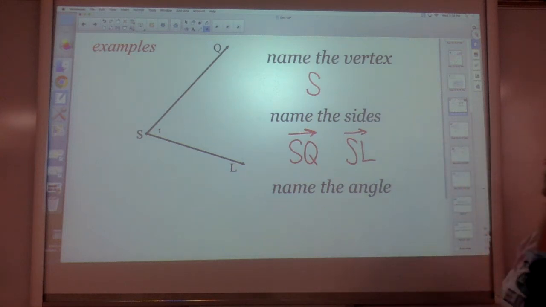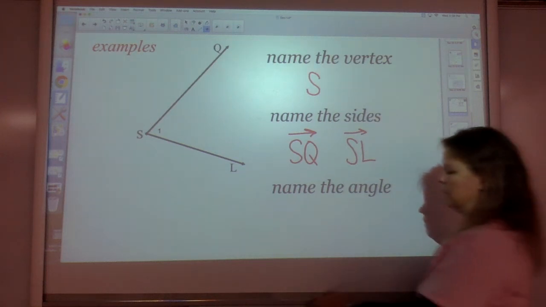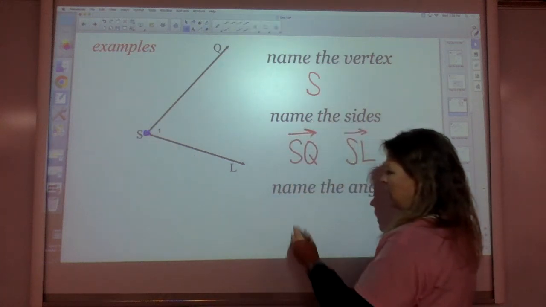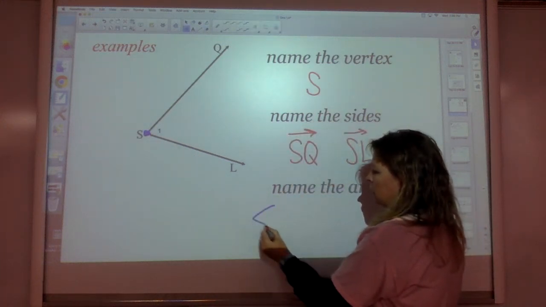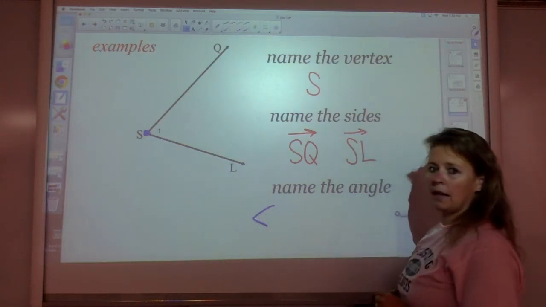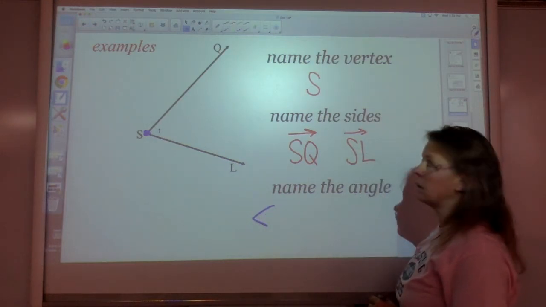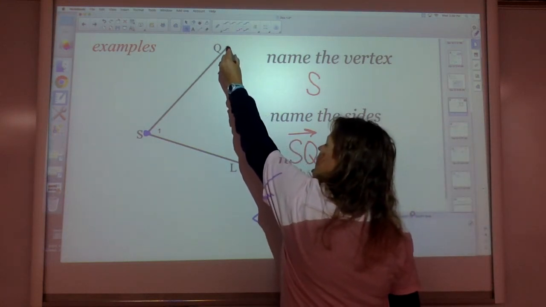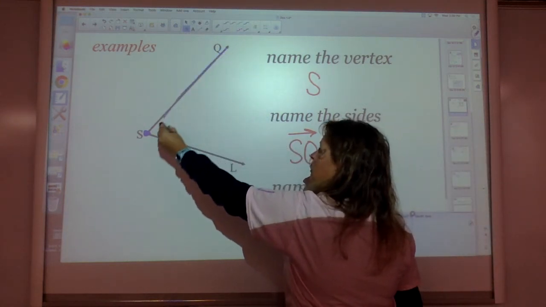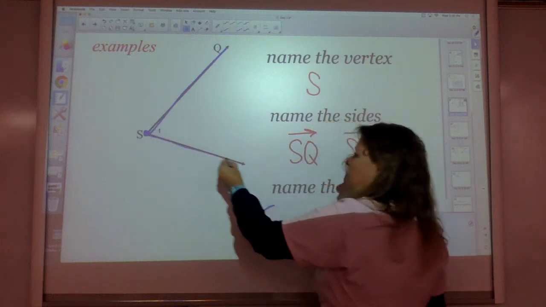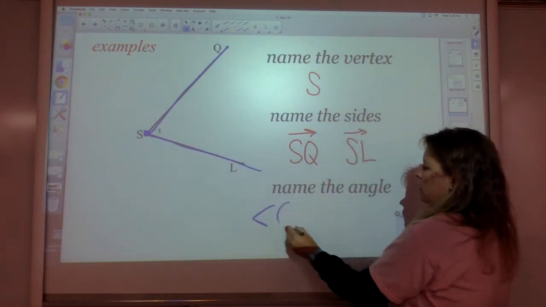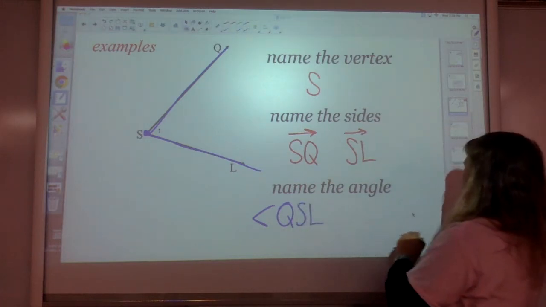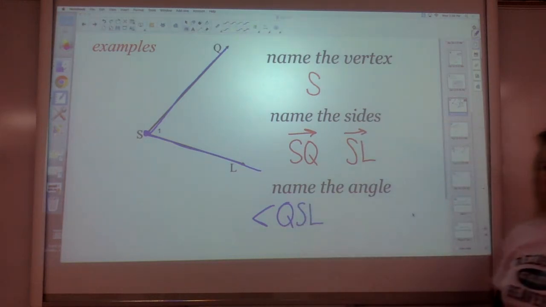You absolutely positively have to put the vertex in the middle. Here's the vertex. If I am naming that angle, first of all, give me an angle symbol so I know it's an angle and not a point or a triangle or a plane. I'm going to start at Q, go through S, and finish at L. Therefore, it's angle QSL. You should be able to draw it exactly in the order that it says without picking up your pencil.